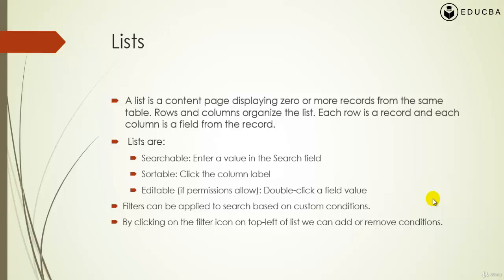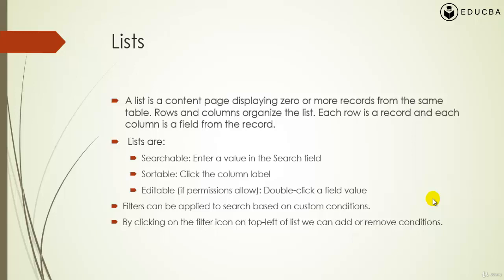For the same table, rows and columns organize the list. So obviously a list always has rows and columns. Each row is a record and each column is a field of the record. If you have a good amount of knowledge in database tables, each table has records and each column represents the different fields.